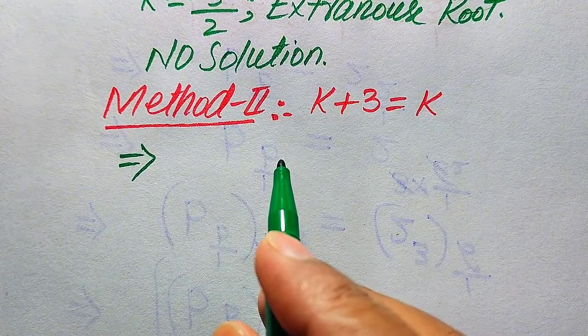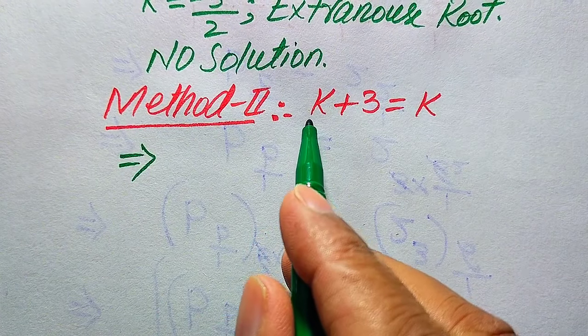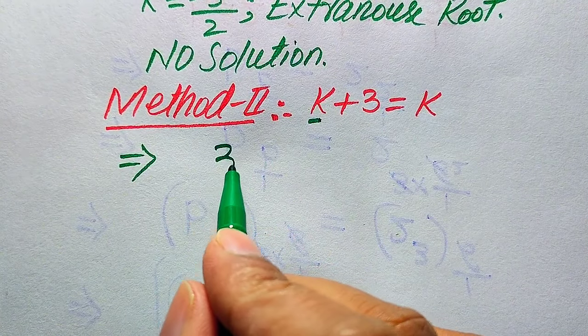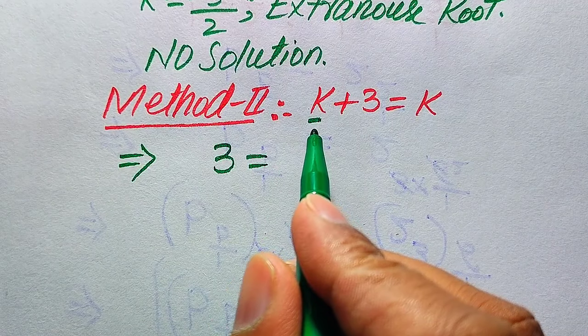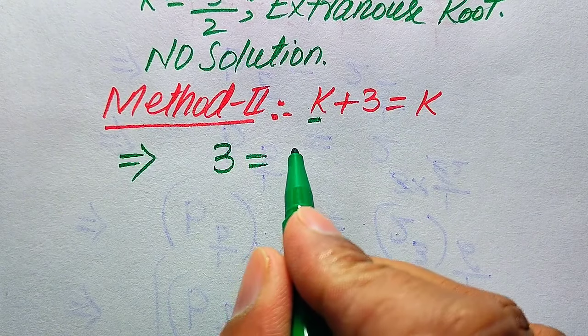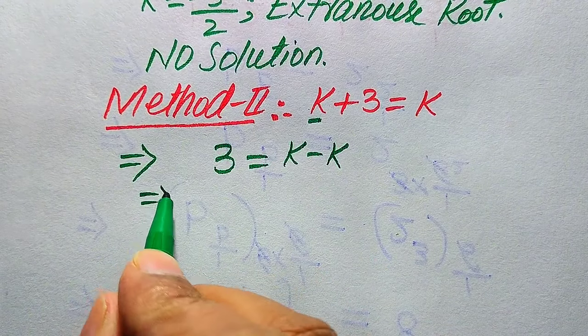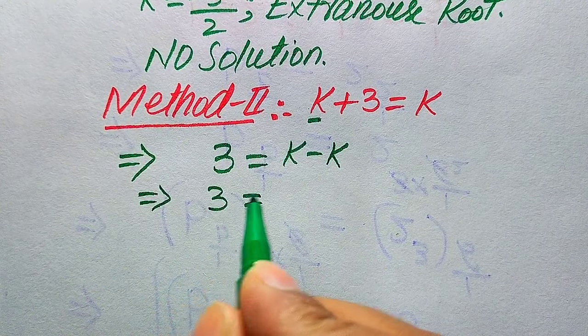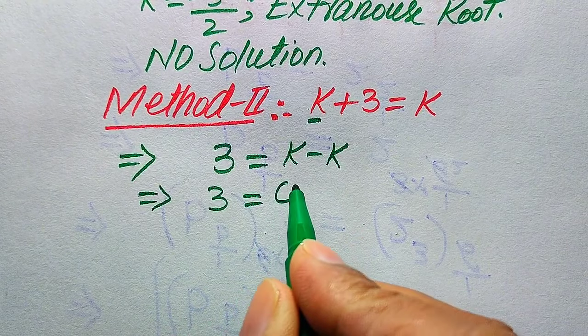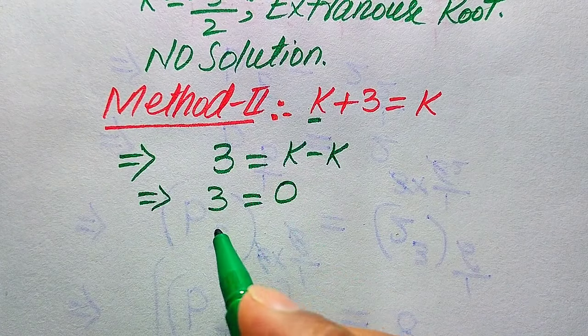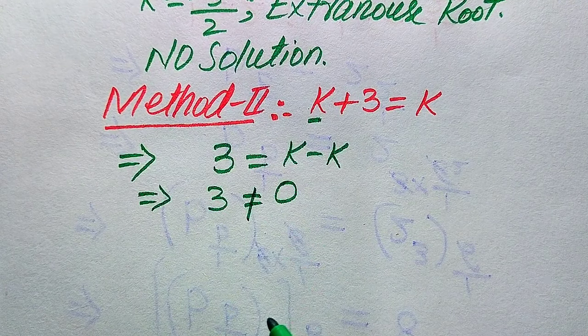So now we move toward the solution of this problem. Here we move this k to the right hand side, and you see that k is a positive value. When we move it to the right hand side, it becomes negative. And here we easily get 3 = k - k, which becomes 0. And we see here 3 is not equal to 0.